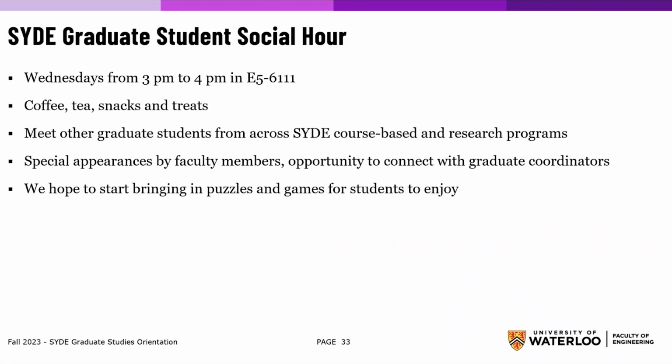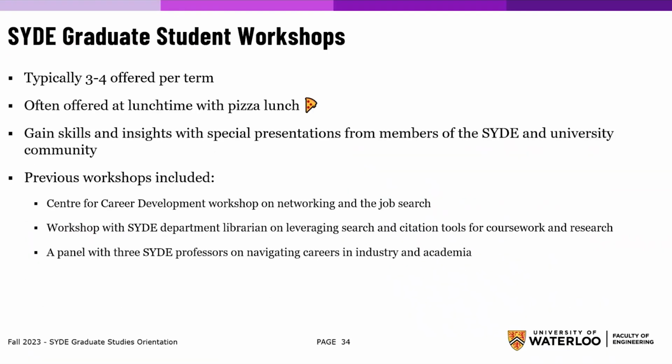Okay, so last couple slides we're getting into, time is marching on. Every week, I hope you attended the one yesterday, we have a graduate student social hour in 6111 in the E5 building. There's coffee, tea, and snacks. It's a great opportunity to meet other grad students from other research areas. We have special appearances by various faculty members, grad coordinators, people of influence across campus. Anna's looking to start bringing puzzles and games for people to play as well. We used to have a puzzle in the kitchen that everyone did. It was a lot of fun.